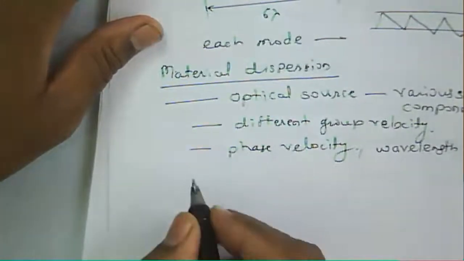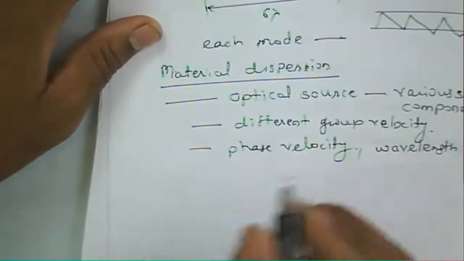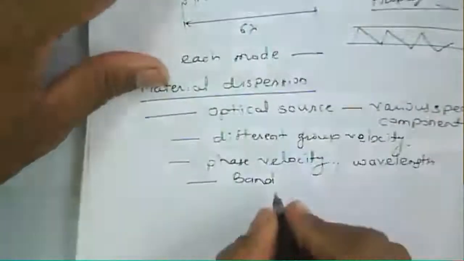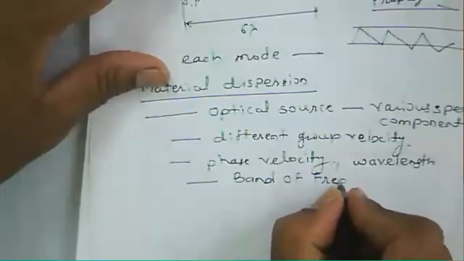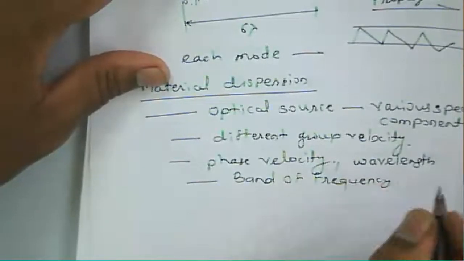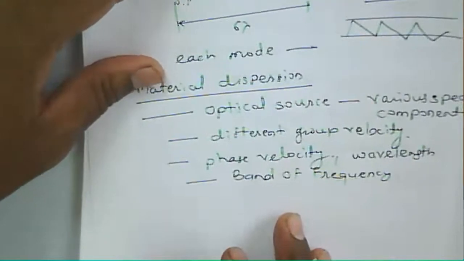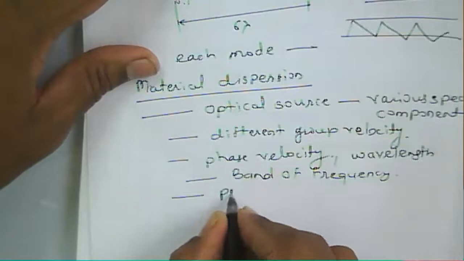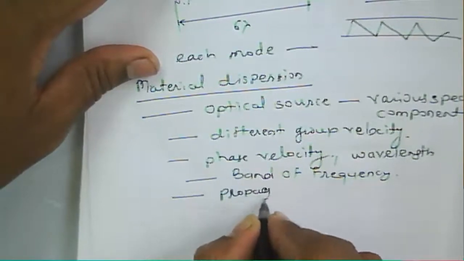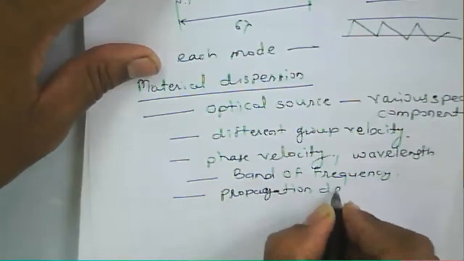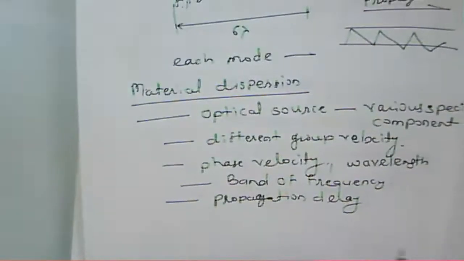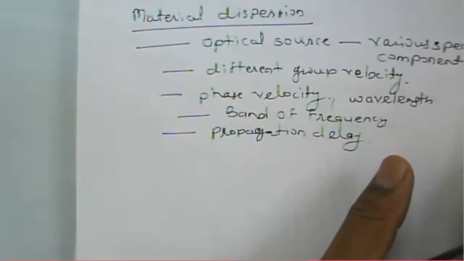So we say that a signal propagating here has a band of frequencies, just as I told you, F1 to Fn, for the given spectral components. And they have a propagation delay, as I told you earlier, and that causes the pulse broadening inside the fiber.